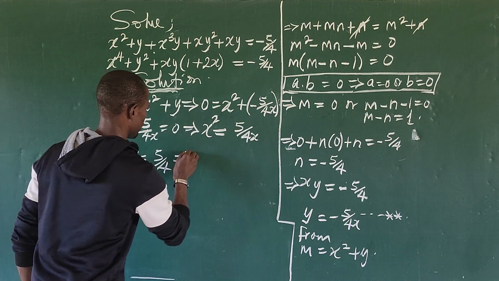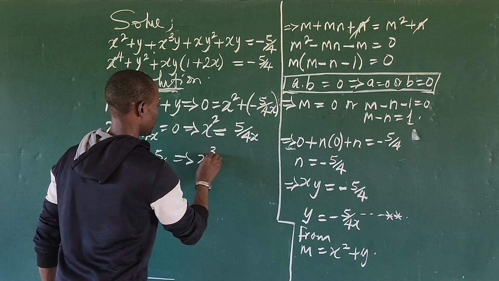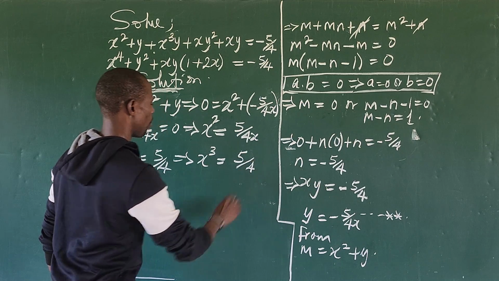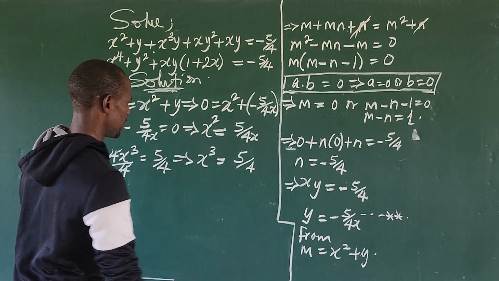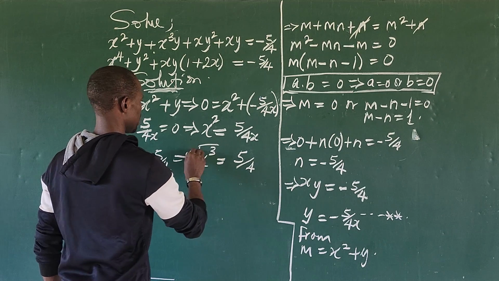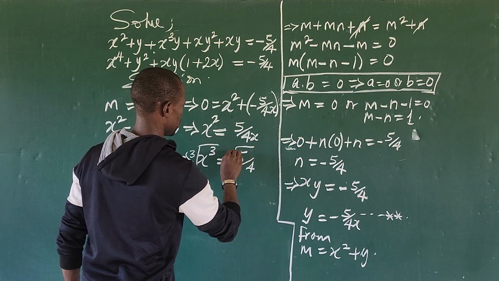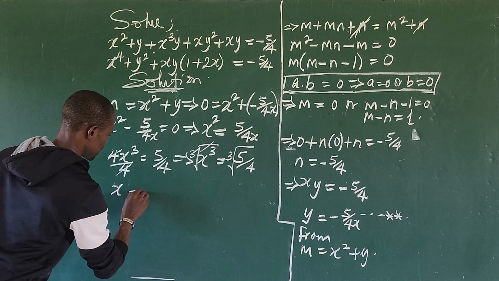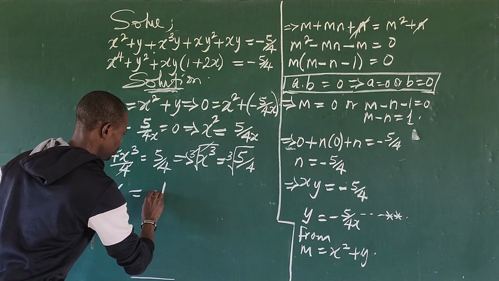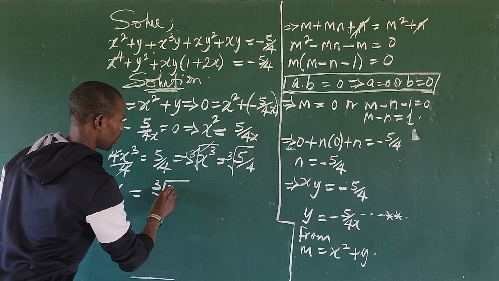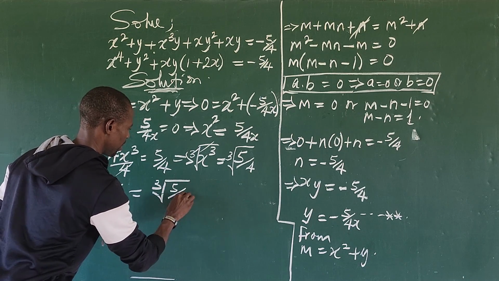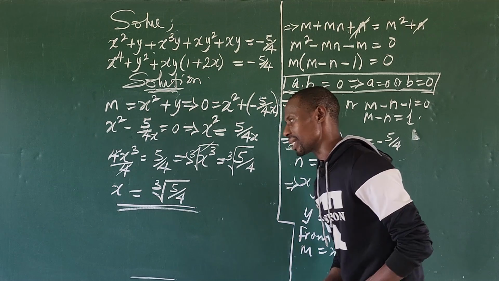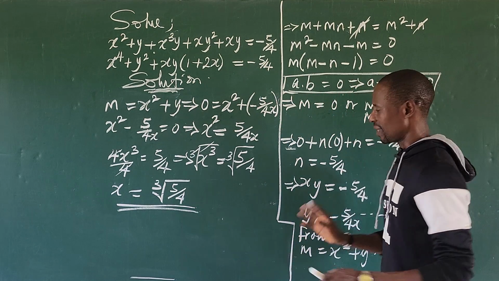So we now have x to the power of 3 is equal to 5 all over 4. We take the cube root of both sides, right? If we take the cube root of both sides, we have x equal to the cube root of 5 all over 4. So we've gotten the value for our x. Let's go ahead and look for the value of y.